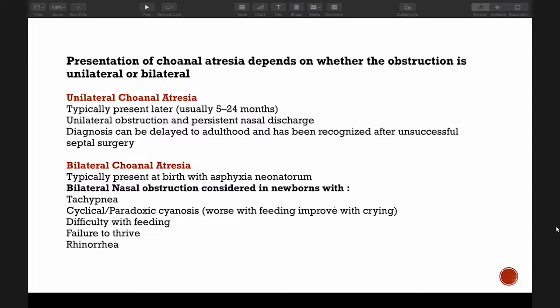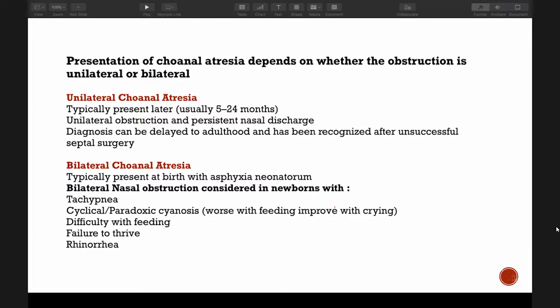The presentation will depend on unilateral or bilateral. If it's unilateral, sometimes misdiagnosed and they will only discover it in adulthood. However, it usually presents late, by 2 years of age. We will have a patient with unilateral obstruction with persistent nasal discharge.